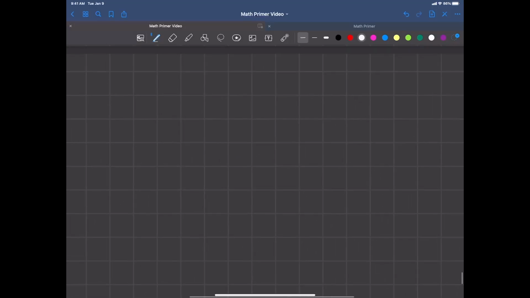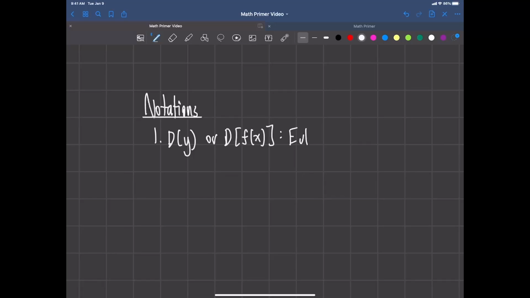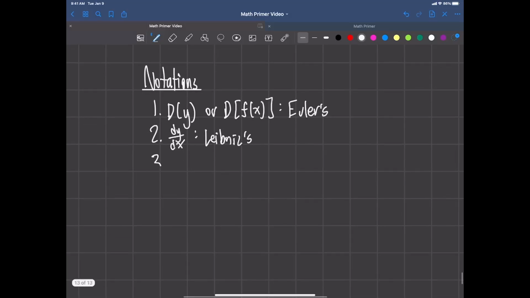Now, there are a few different types of notations that you need to know. 1, d of y, or d of f of x, is called Euler's notation. 2, dy over dx, is called Leibniz notation. And 3, f prime of x, is Lagrange's notation.